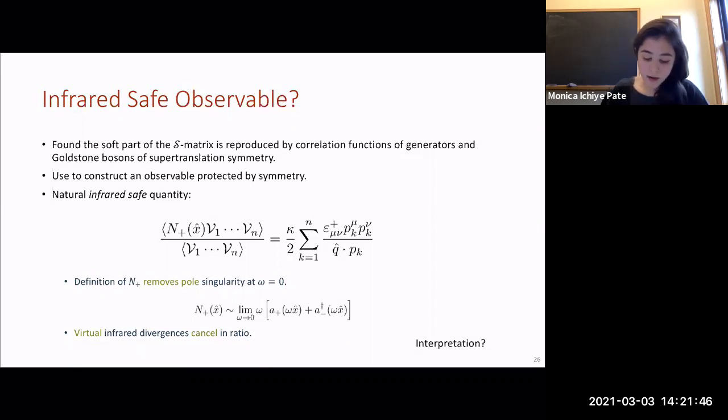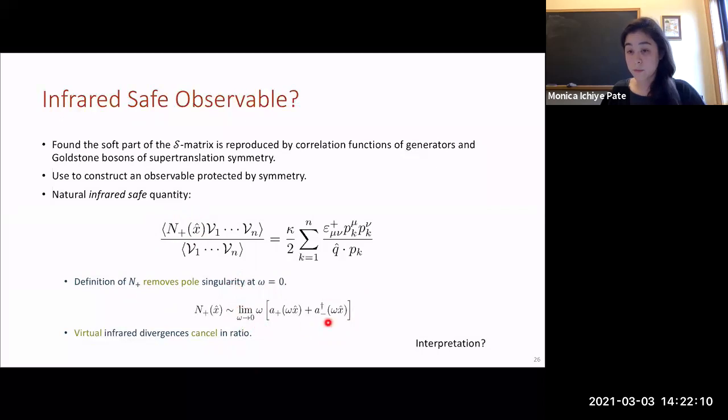So a natural infrared safe quantity that one can construct is the ratio of these two soft parts of the S matrix. The reason why this is infrared safe is that in defining this N plus, we multiplied by a factor of omega, so we were picking out the residue of the pole, which removes this singularity. Otherwise, there were virtual divergences that were captured by the correlation function of these vertex operators, but they cancel in the ratio. And of course, if we use Weinberg's soft graviton theorem, then we know that this is equal to the soft factor, which is obviously an infrared safe quantity.